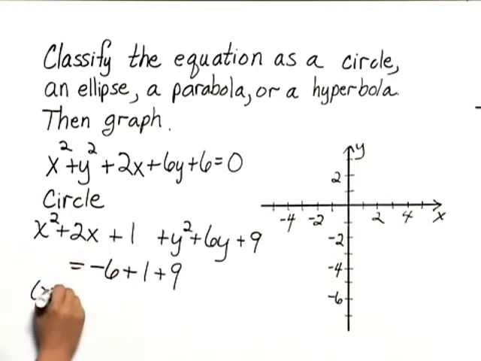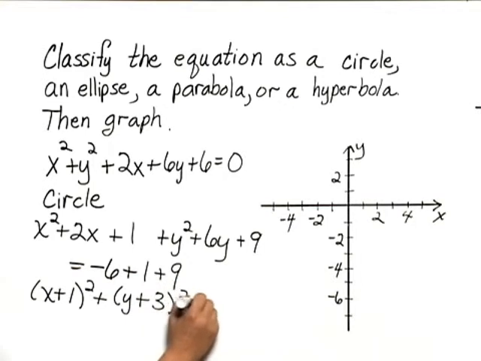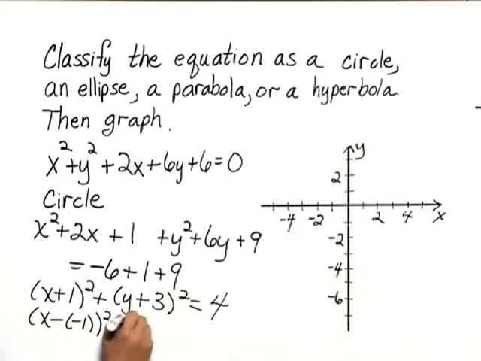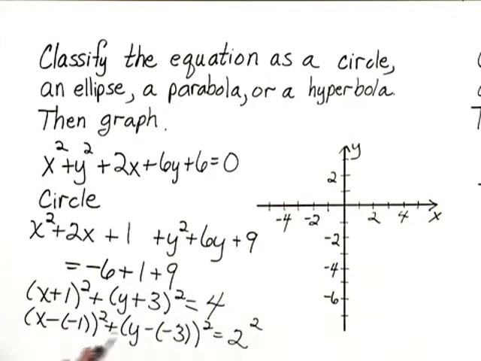We have x plus 1 squared plus y plus 3 squared equals -6 plus 1 plus 9 is 4. Let's rewrite this so we can read the center and the radius. We have x minus -1 squared plus y minus -3 squared equals 2 squared. This tells us that the center is -1, -3, and the radius is 2.